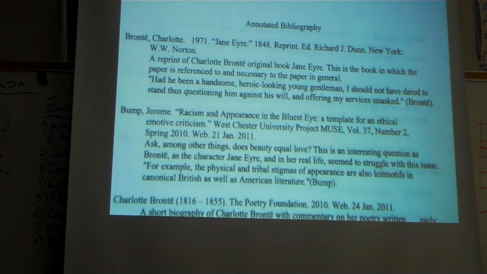So there you have it, ladies and gentlemen. That is the annotated bibliography.